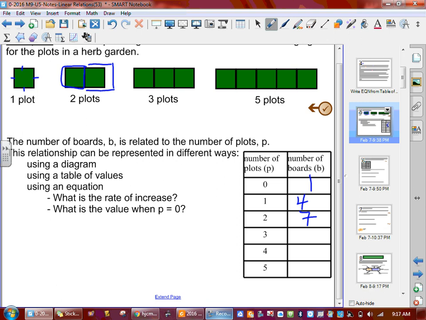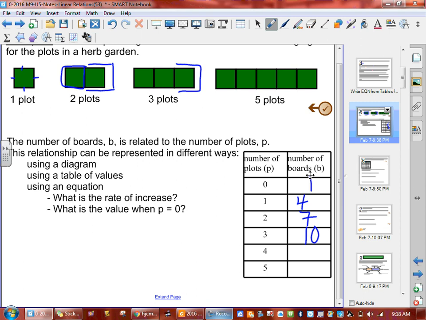I'm going to add 3 more. So what's 7 add 3 more? 10, good. Now, do we even have plot 4 up here? No, we don't have plot 4 up here. They did that on purpose. They're seeing, are we able to draw the 4th plot? Well, let's take a look.